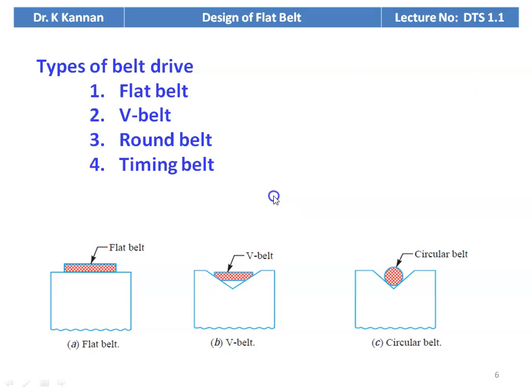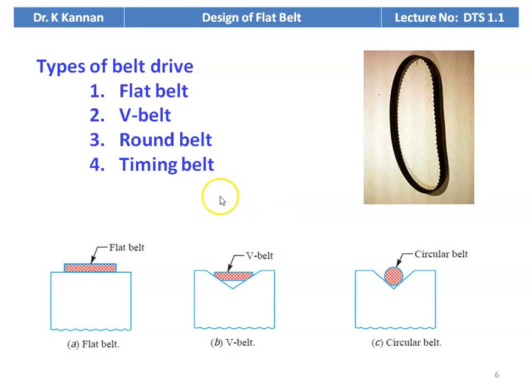And these are all the types of belt drives used. So, this is the flat belt. Look at the cross section of the flat belt. It is rectangular, and it is running over the pulley.